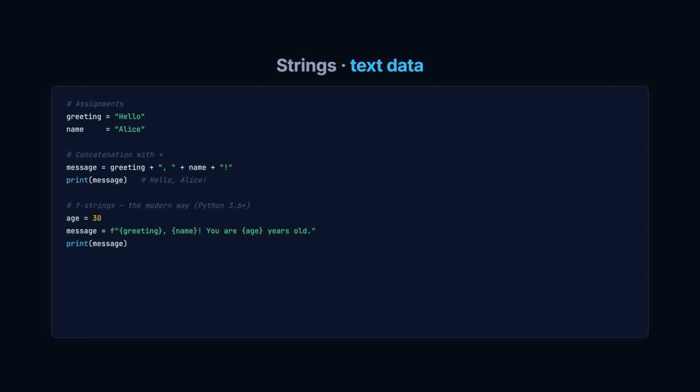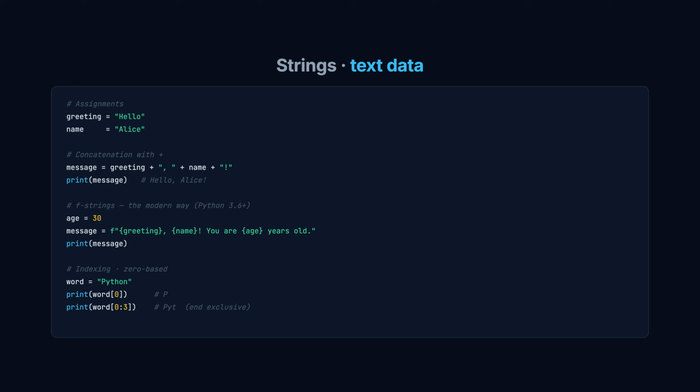Now, indexing. Strings in Python are sequences of characters, and every character has a position called an index. The first character is at index 0, not 1, 0. This is a universal convention in programming. Every serious language since C counts from 0. For the string "Python", index 0 is P, index 1 is Y, index 2 is T, and so on. You pull a single character out with square brackets.